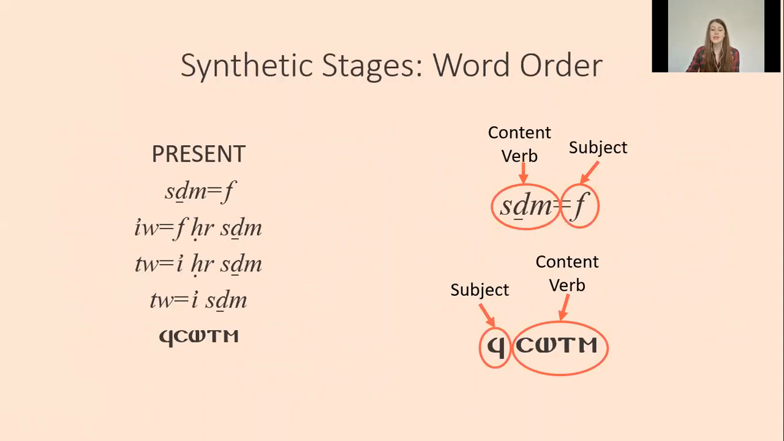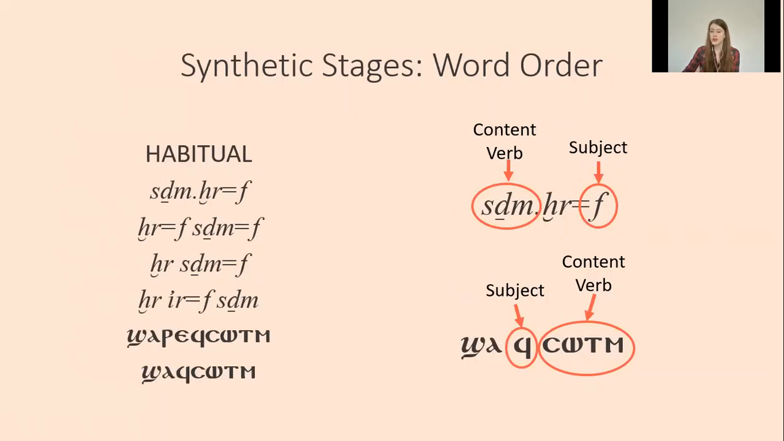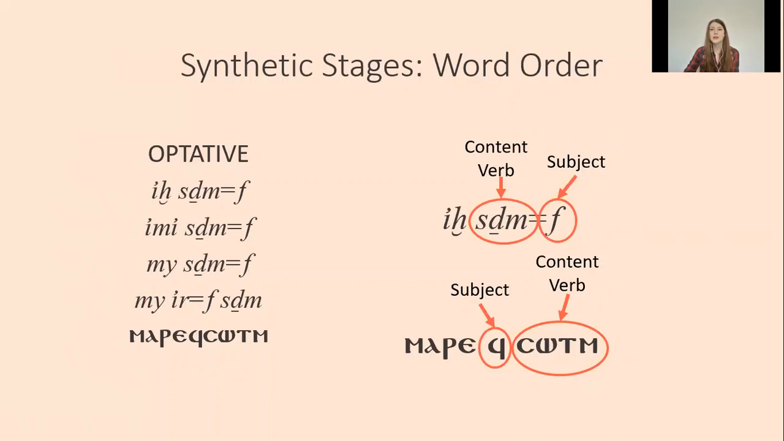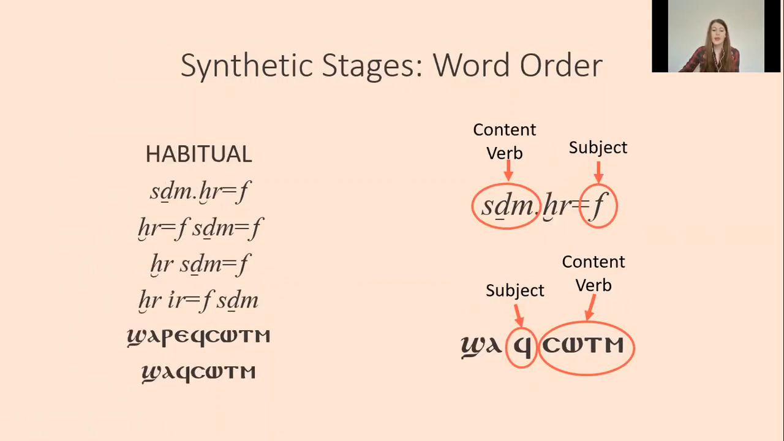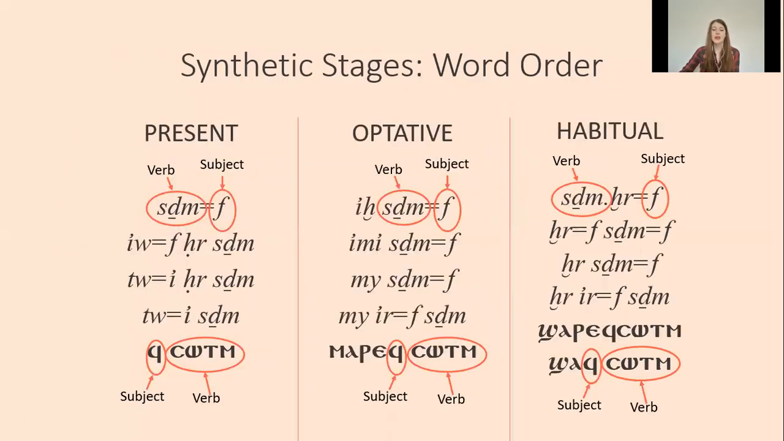The addition of an auxiliary in every construction also caused another change, which is a change in word order from verb-subject to subject-verb. The present construction is the clearest example of this, since its synthetic forms only contain these two elements. But this occurs in every construction, as in the examples here of the optative and also the habitual. And this change in word order occurs when an auxiliary is added to the construction.